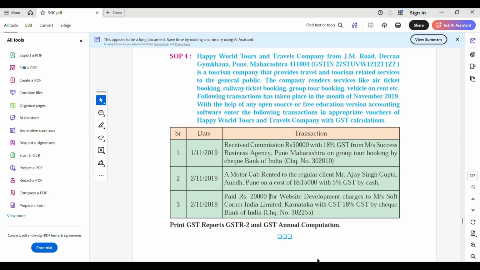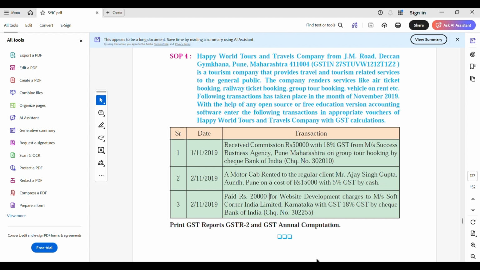In today's video, we are going to see SOP 4 for Standard 12 Commerce section of Tally. Now in SOP 4, we are going to see service related transactions. Till now we were seeing SOP 1, 2 and 3. We have seen inventory related transactions, but in SOP 4 we are going to see service related transactions.